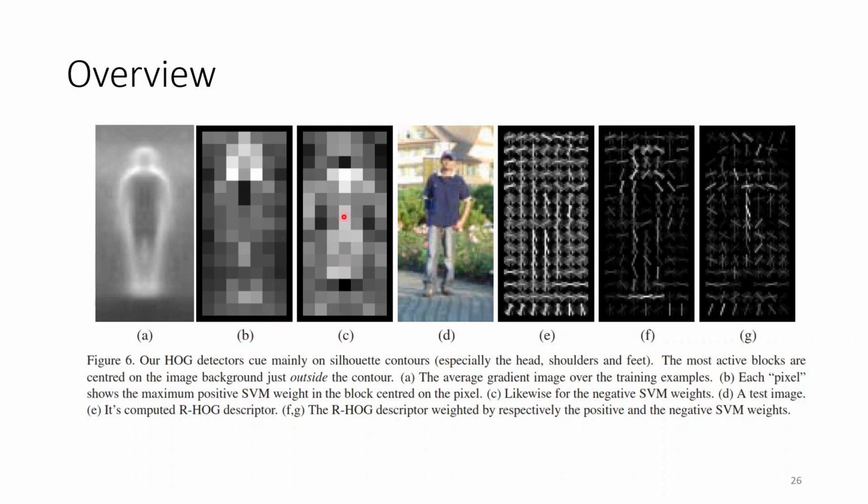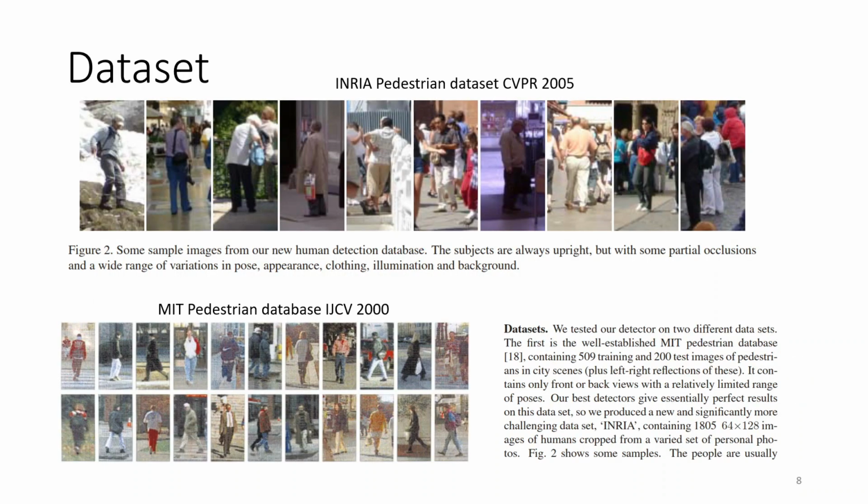To explain this figure, let me go back to the data set slide. Here the images you see are all positive images. It means there is a person at the center of the image. However, to train the support vector machine, you also need negative training examples. It means given an image, there are no people in it. So how large is the training set for the negative ones? Let's see, okay, they only mentioned the positive.